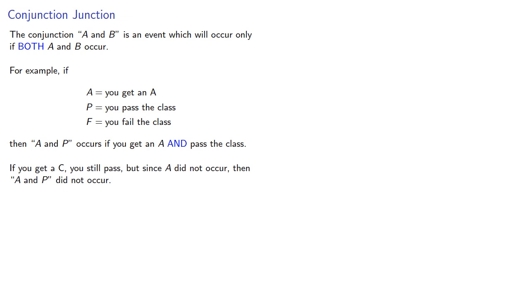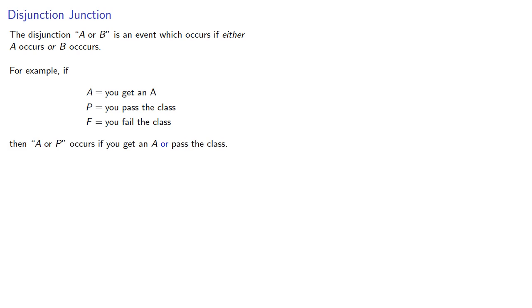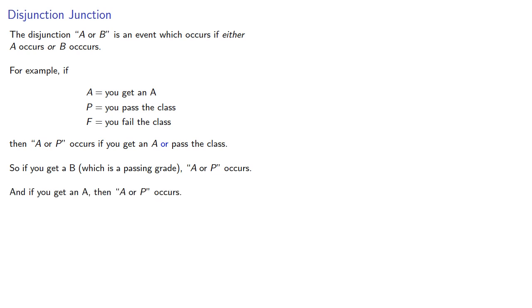If you get a C, you still pass, but since A did not occur, then the conjunction A and P did not occur. The disjunction A or B is an event which occurs if either A occurs or B occurs. So again, using our three events, A or P occurs if you get an A or pass the class. So if you get a B, which is a passing grade, A or P occurs, and if you get an A, then A or P also occurs.